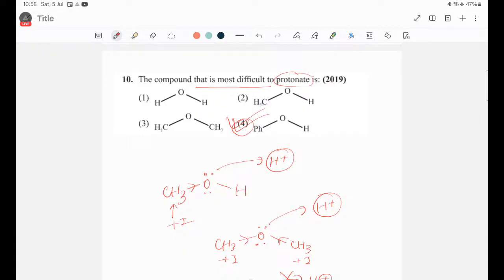Now in options 1, 2 and 3, there are electron releasing or electron donating groups like CH3. So the lone pair electron density over oxygen will be increased. Only in option 4 the lone pair electron density over oxygen will be decreased due to the resonance, and the rate of protonation will be hampered. So this is the 10th question.